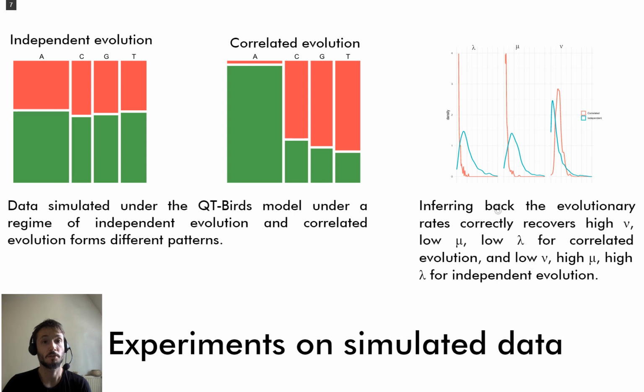Simulation results look promising. Data simulated under the QT-BERTS model under a regime of independent evolution and correlated evolution forms different patterns. Inferring back the evolutionary rates correctly recovers higher nu when correlated evolution occurs. In the next year, we will apply the method on real data.